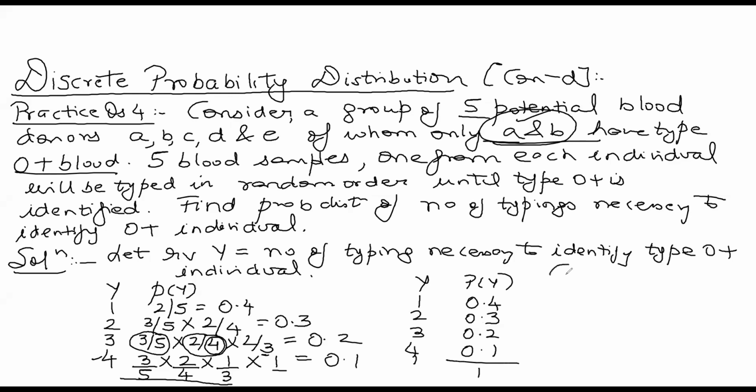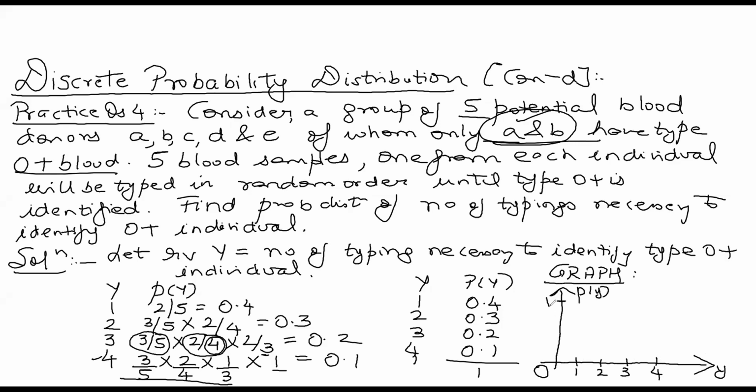And if we draw the graph, you can see the graph. This is the origin, this is y, and this is probability of y. So y takes the values 1, 2, 3, 4. This is 1.